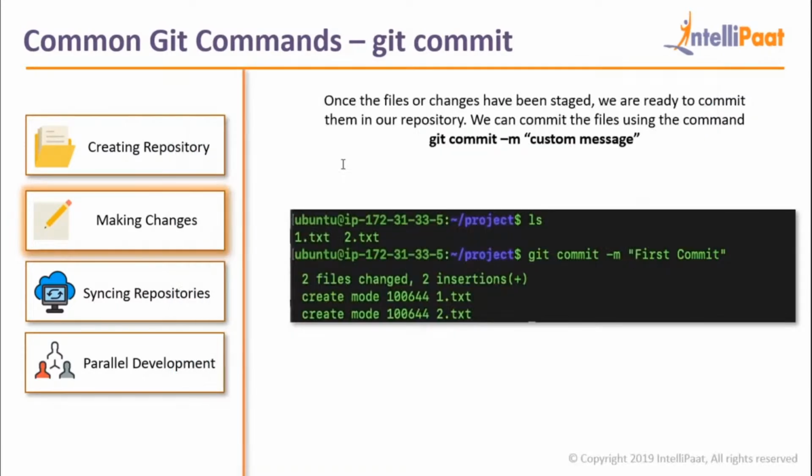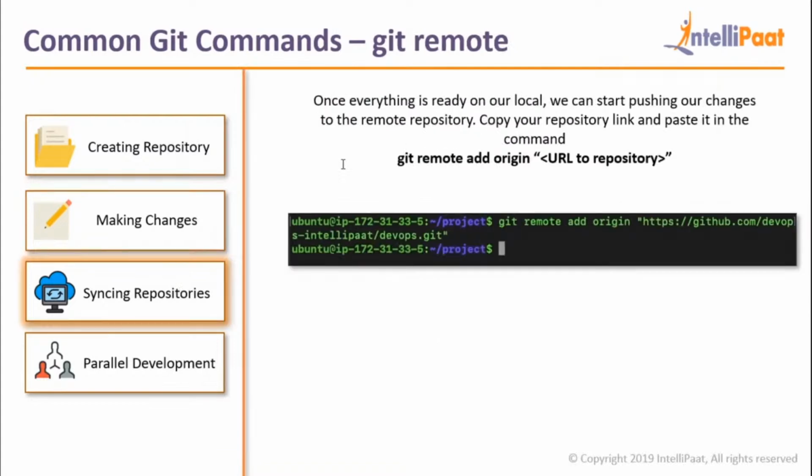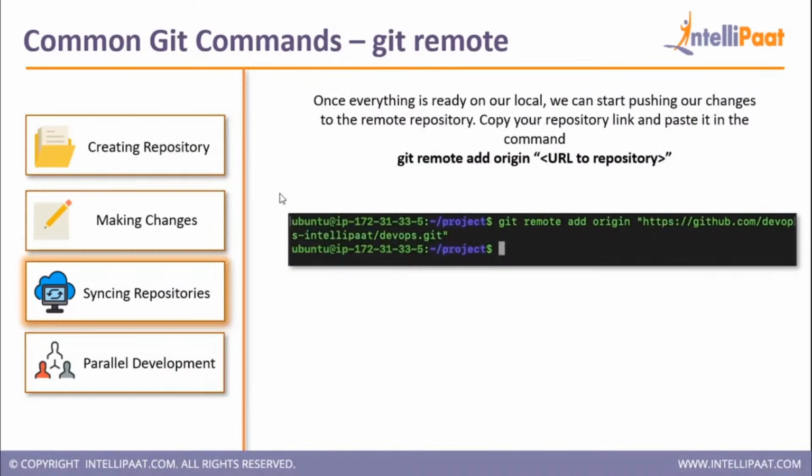Okay, so let's come back to our PPT now and see what our next command is. Our next command is about syncing repositories. Now we have committed the files to our local system, but how do we make them available to the world? For that, the first thing you need is a Git repository. Let me jump onto my browser and show you how you can create a Git repository. Just give me a second.